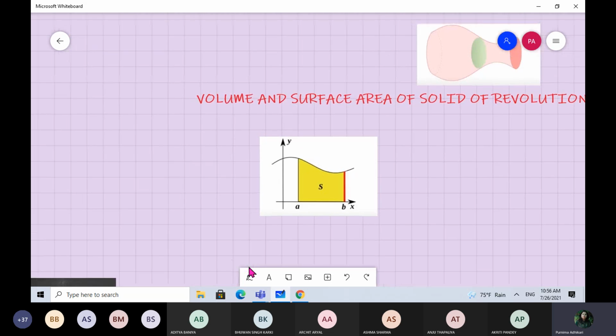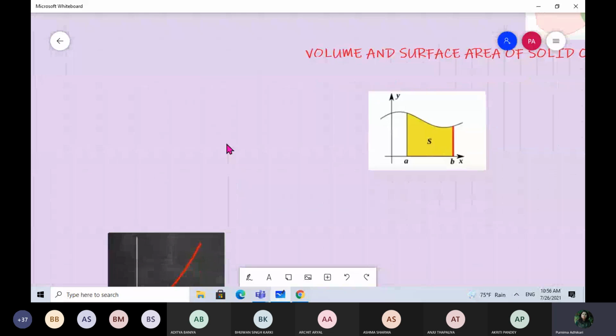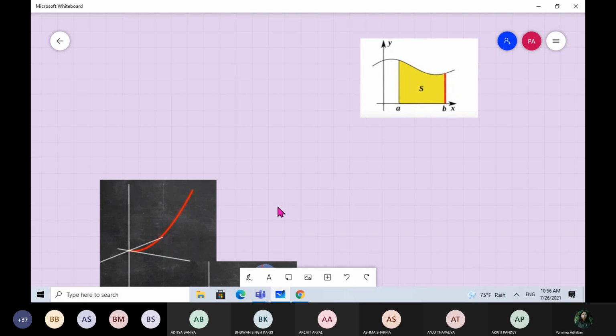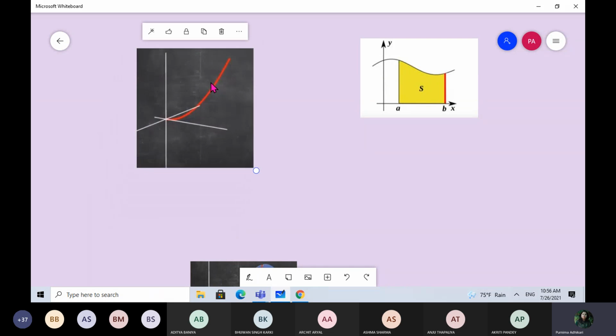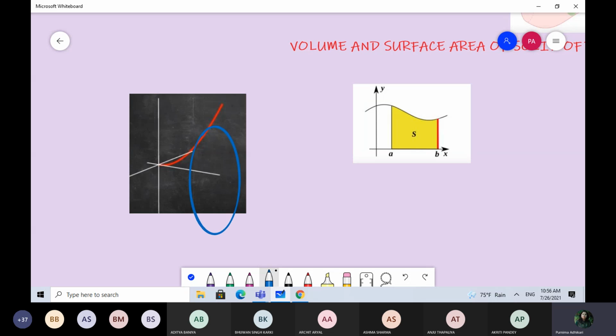Now let me show you another curve, and can you imagine it? Look at this red curve. Look at this red curve. Can you imagine what kind of solid surface will be formed after rotation of this curve about the x-axis? What are you going to get?